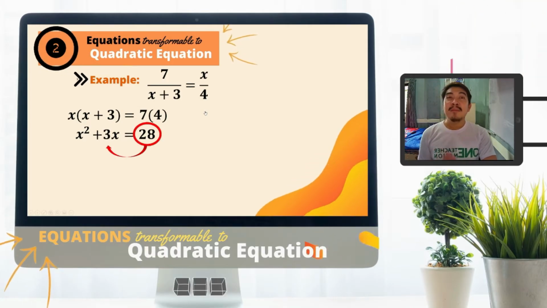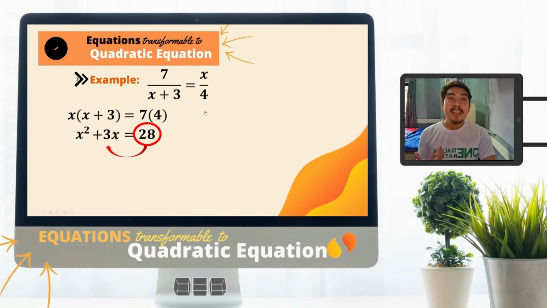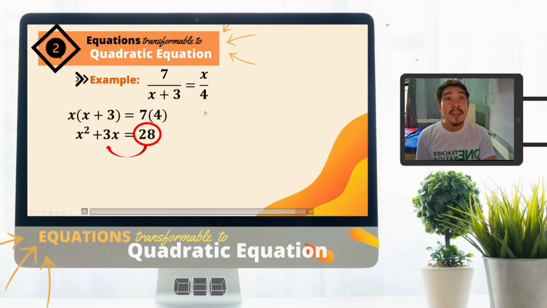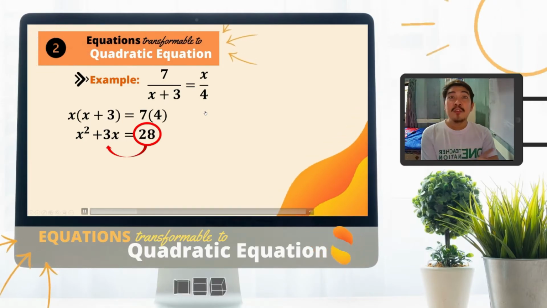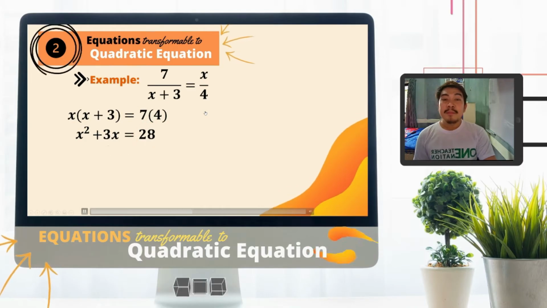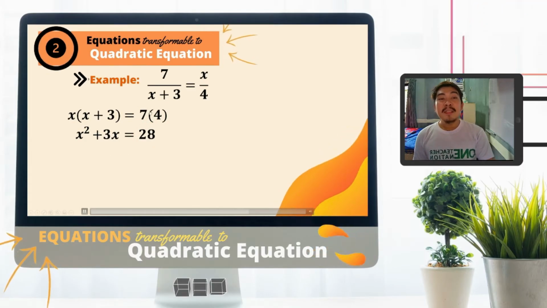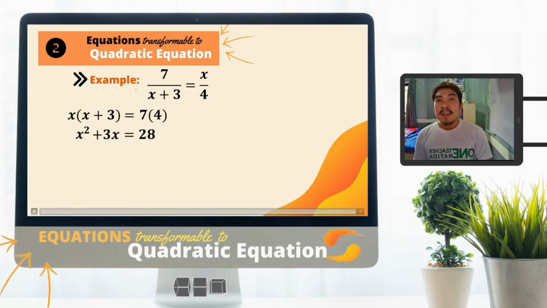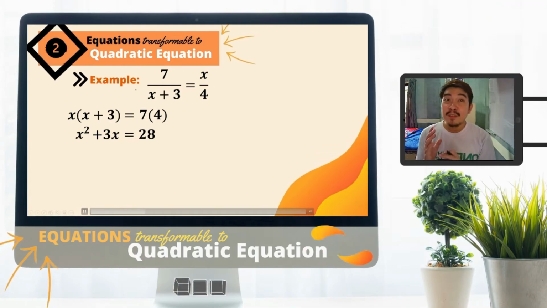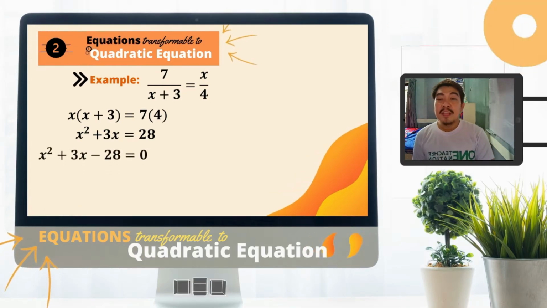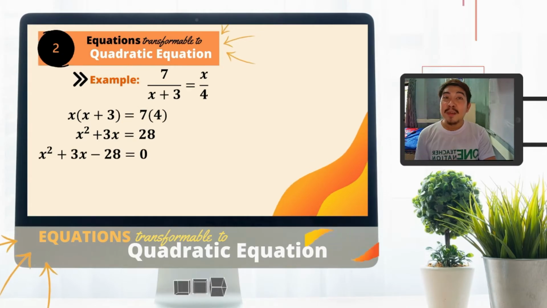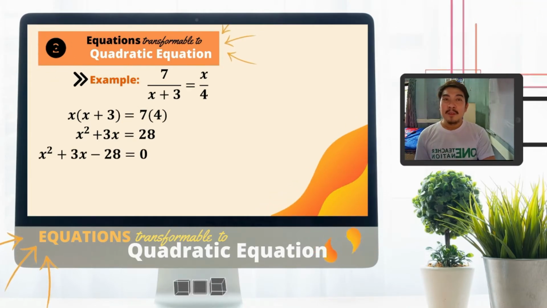Ilipat natin si 28 sa kabilang side ni equation. For that, let us use addition property of equality by adding negative 28 to both sides of the equation. Ayan. Since maglilipat lang naman tayo, i-change natin yung sign ni positive 28. So that will become x squared plus 3x minus 28 is equal to 0.